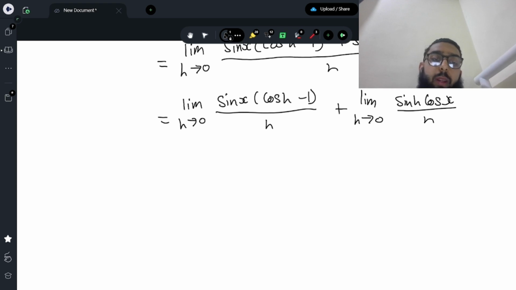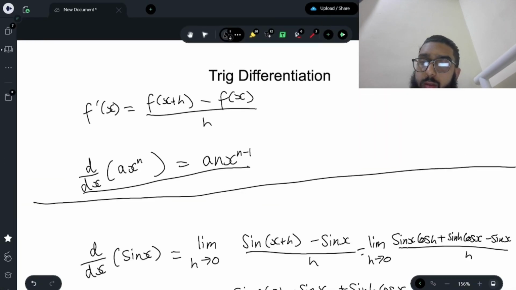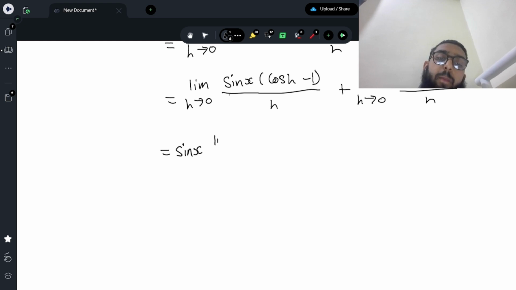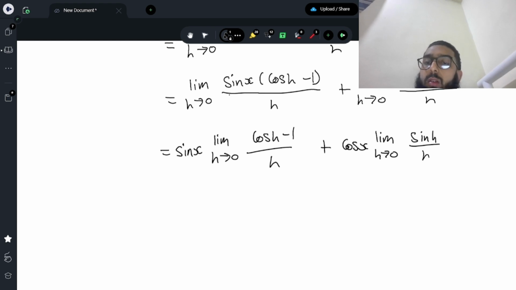And also, what we can do now is take the sine x out of this limit, because it doesn't include an element of h, and it's just being multiplied to the rest of this fraction. So we're able to take it out as so. Sine x times the limit of cos h minus 1 over h, plus, we can do the same to the cos x here as well, plus cos x multiplied by the limit as h approaches 0 of sine h over h.